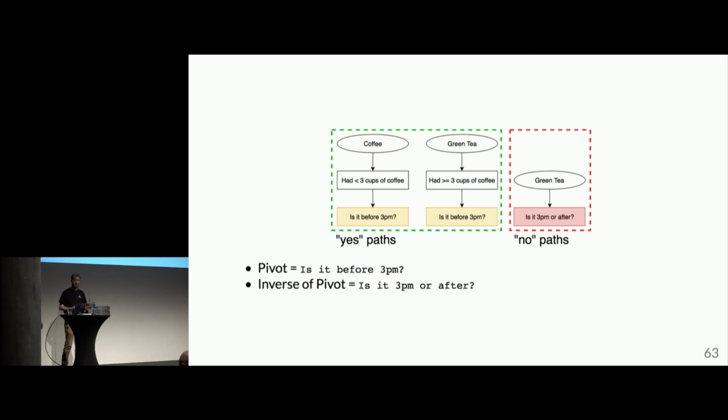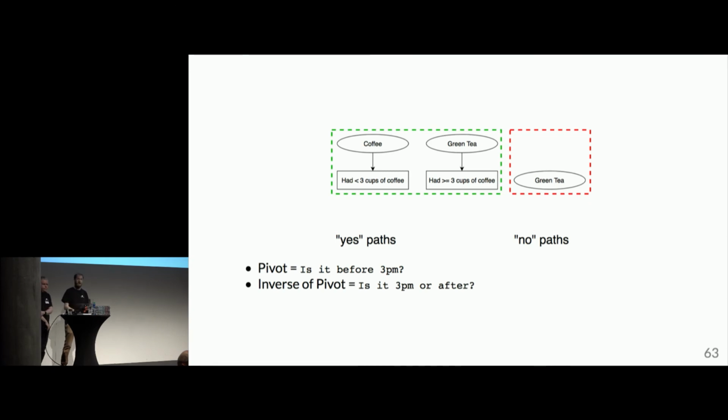So first of all, it's the list of yes paths, all of which have an outermost predicate that matches our pivot. And second of all, we compute the list of no paths, all of which have an outermost predicate that matches the inverse of our pivot. We then eliminate the outermost predicate on each of our paths, and we're left with a smaller problem now. We've got a set of yes paths and a set of no paths.